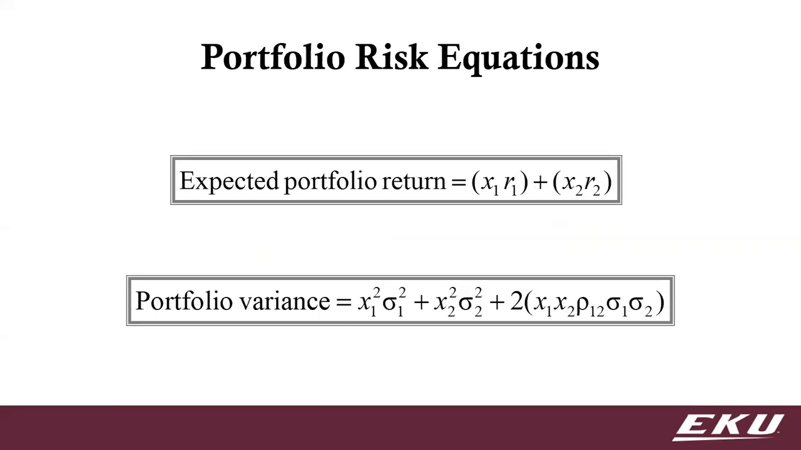Okay, and so these are the equations around the portfolio. The return on the portfolio is the weight times the return for each of the investments, added together. And the portfolio variance is the weight squared times the variance of 1, plus the weight squared times the variance of 2, plus 2 times the weight of 1 times the weight of 2, times that rho and then each of the standard deviations.